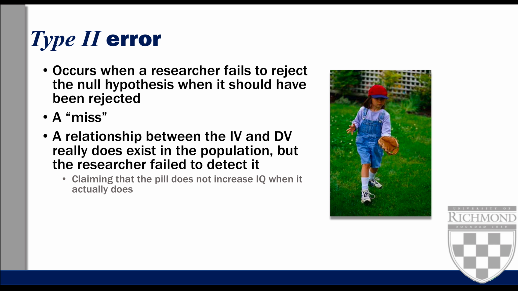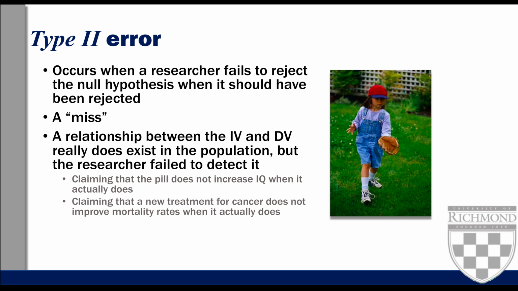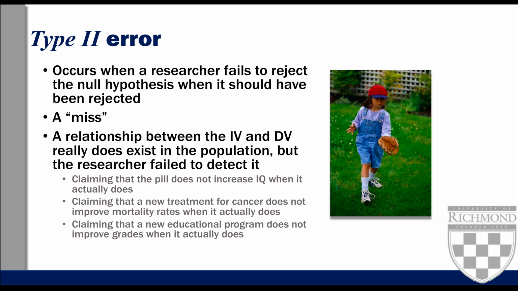Now, we're using, in some ways, kind of a whimsical example here of IQ and a pill, but this could get much more serious, right? If we think about, for example, claiming that a new treatment for cancer does not improve mortality rates when it actually does, right? If we miss that finding in a study, that has implications for people's lives, okay? So that's a real challenge. Claiming that a new educational program does not improve grades when it actually does.